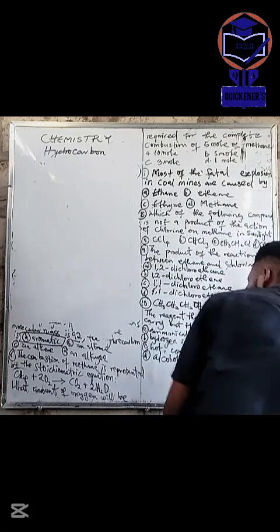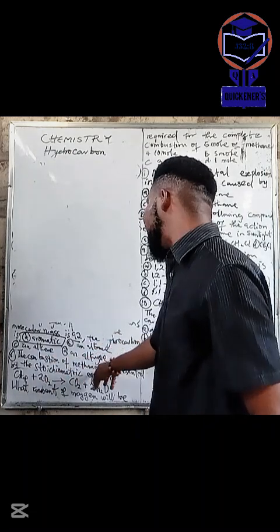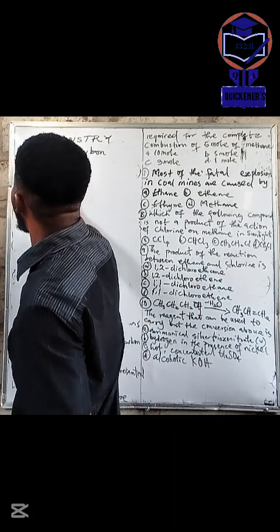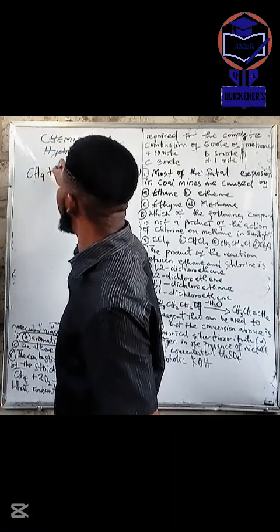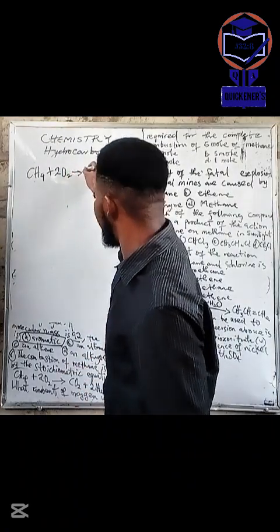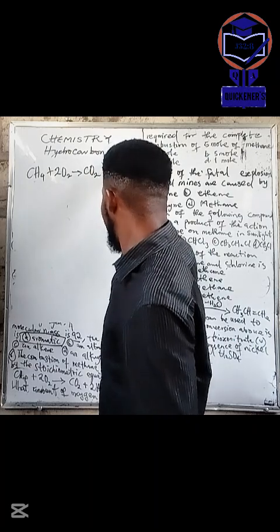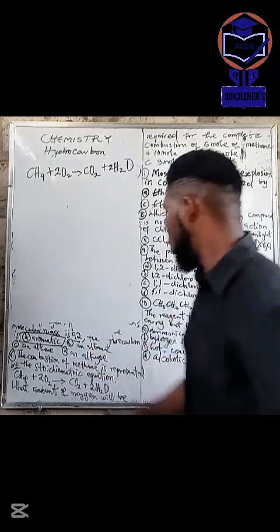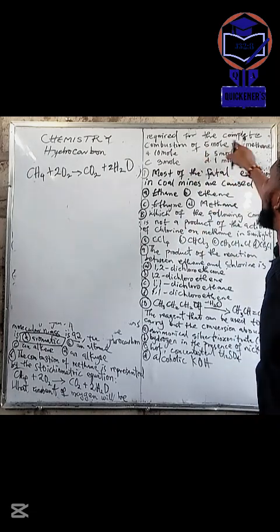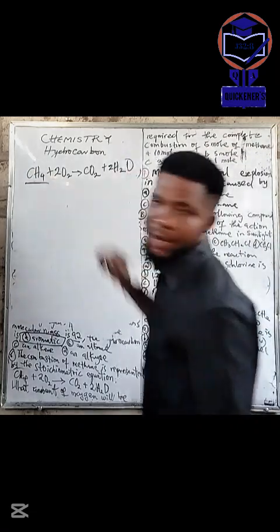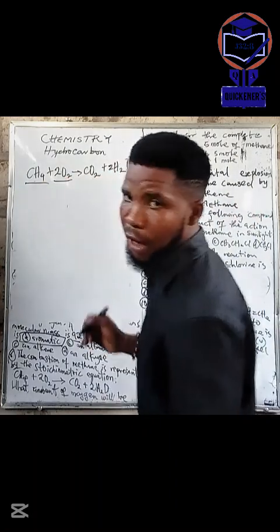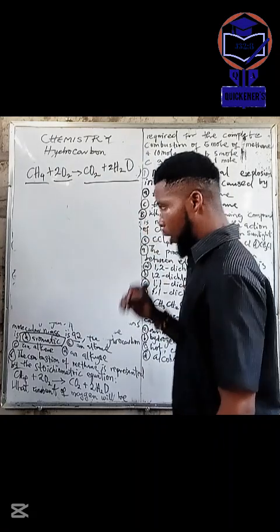Our number 6 says, the combustion of methane is represented in the equation. So combustion of methane, CH4, plus 2O2, are you there? Gives CO2 plus 2H2O. Now that's the question. What amount of oxygen will be required for the complete combustion of 5 mole of methane? So this is 1 mole of methane, right? 1 mole of methane requires 2 mole of oxygen to have a complete combustion.